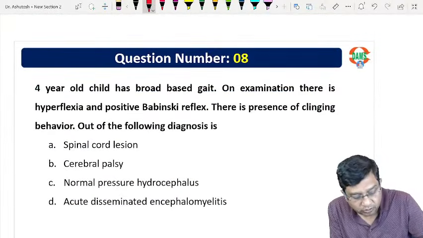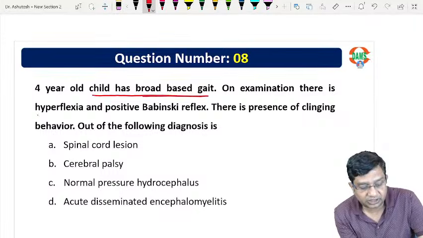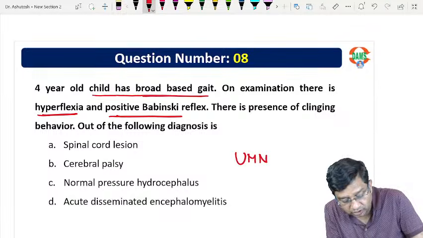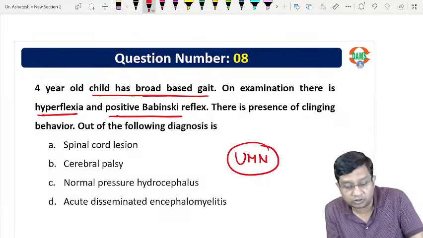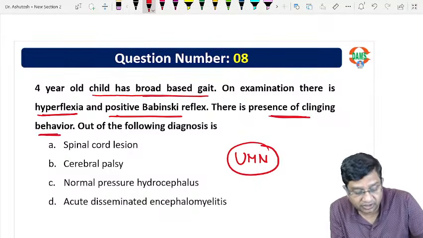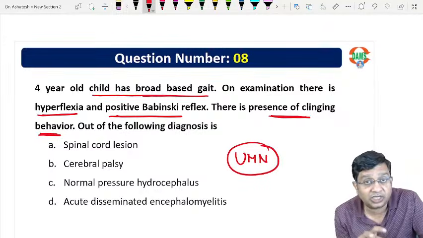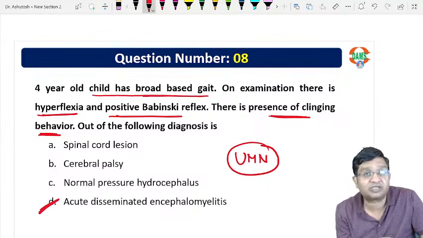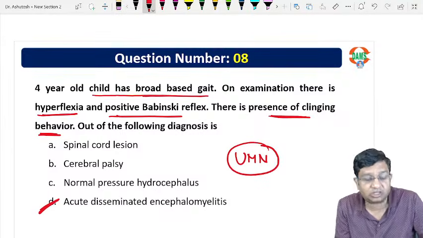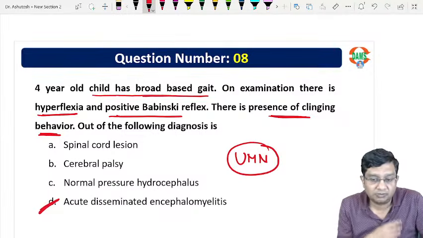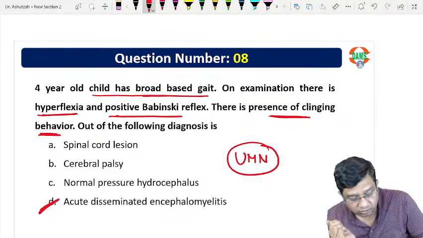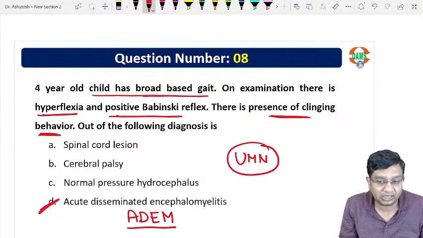Next one: a 4-year-old child has broad-based gait. On examination, there is hyperreflexia and a positive Babinski reflex, signs of an upper motor neuron lesion. According to the student, there was also a line about cringing behavior. If a behavior disorder is given as present, then your answer is acute disseminated encephalomyelitis. If this line was not given, then our answer is cerebral palsy, because these are all recall-based questions. So if cringing behavior was given, then our answer should be acute disseminated encephalomyelitis, ADEM.